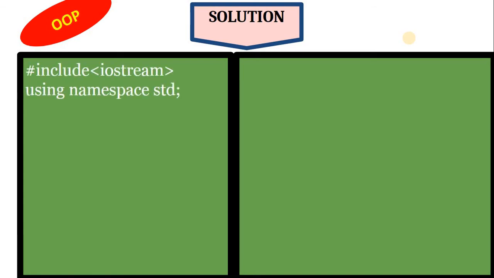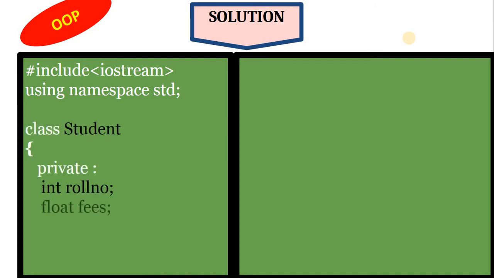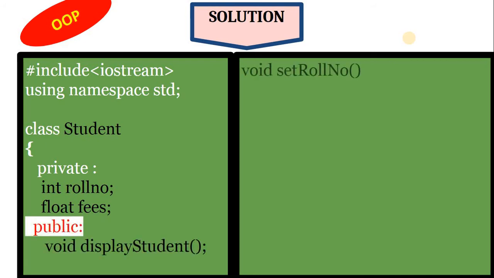We have to include iostream, then declare the class student. In the private section, we have declared the data members, roll number and fees. In the public section, we have taken void display student and void set roll number. Now display student is declared, but set roll number is defined. Defined means you do not have a semicolon after its name. It's just a definition, whereas display student is declared. That is why we have a semicolon after its specification.